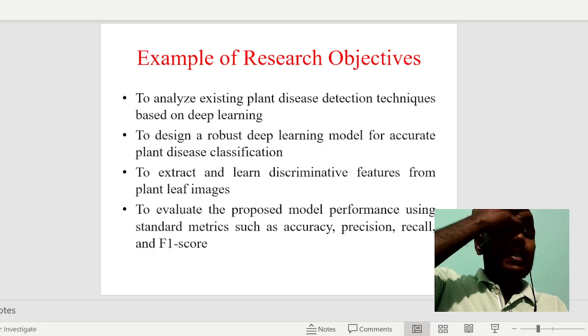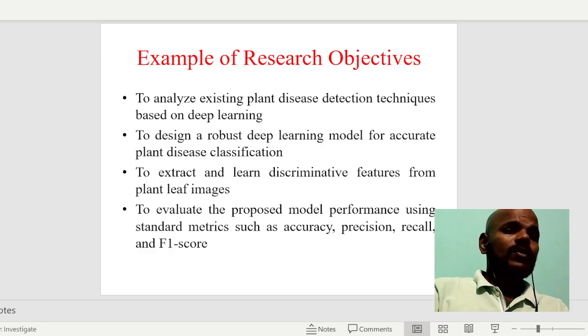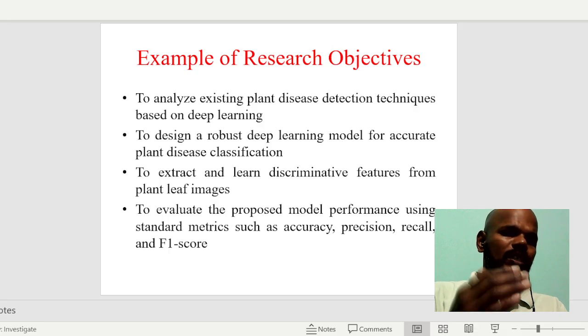Extracting and learning are different concepts. Features are useful information from plant leaves. Discriminative features: why do they use discriminative features? It means one feature and another feature should have different variations, so that we can say it is a kind of discriminative feature. And finally, to evaluate the proposed model using standard metrics. So this is one of the objectives.